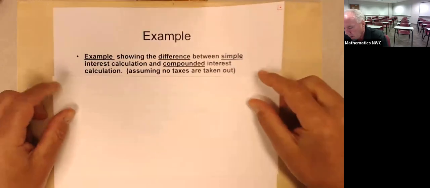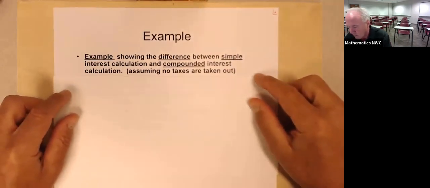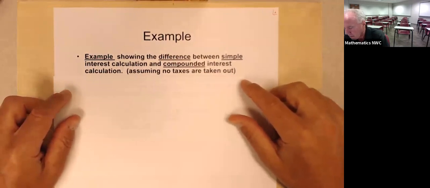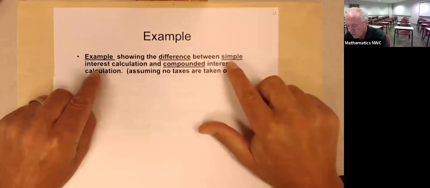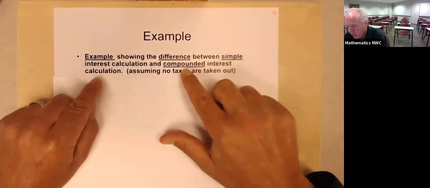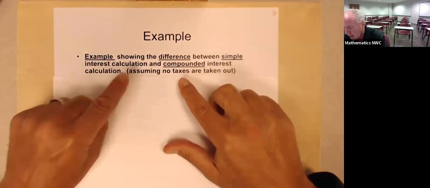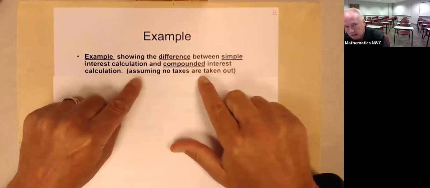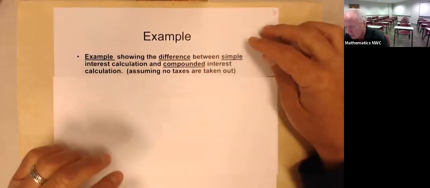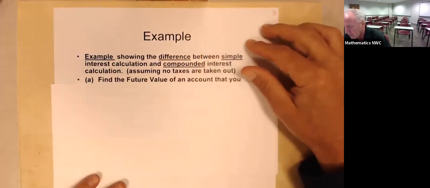Our next problem is we're going to take an example where we're going to keep the numbers pretty much the same for both examples. But in one of the examples, we're going to find the simple interest calculation. The other one, we're going to go compounded. And again, we're assuming no taxes taken out. Okay? We're looking at the difference between these two methods.